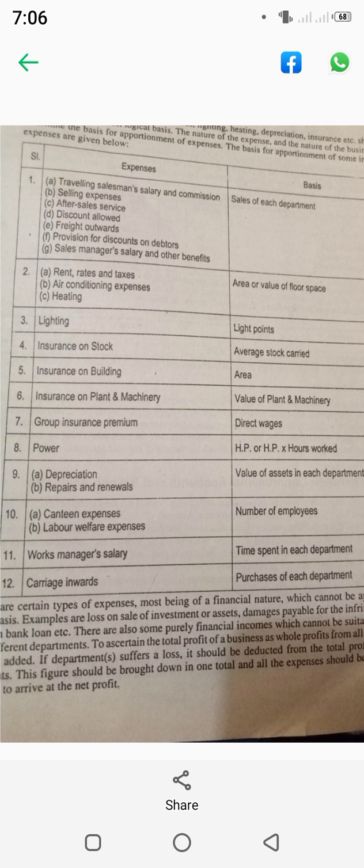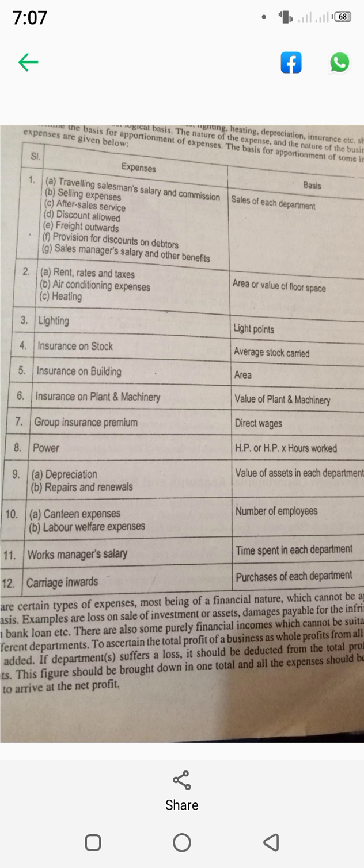Okay, insurance on plant and machinery. Insurance is an expense incurred by the organization, but if it's on stock, you will distribute on the basis of average stock. If it's on building, you will distribute on the basis of area. If it's on plant and machinery, you will distribute it on the basis of the value of plant and machinery.